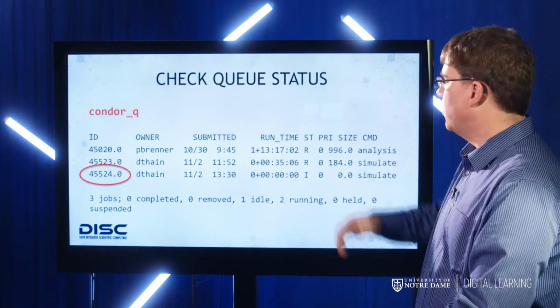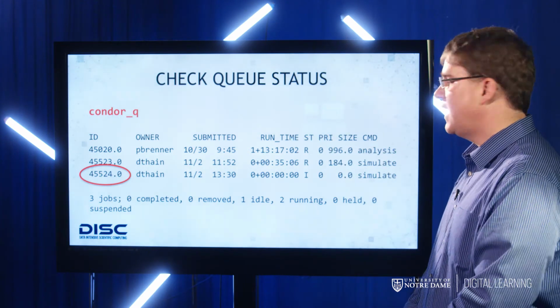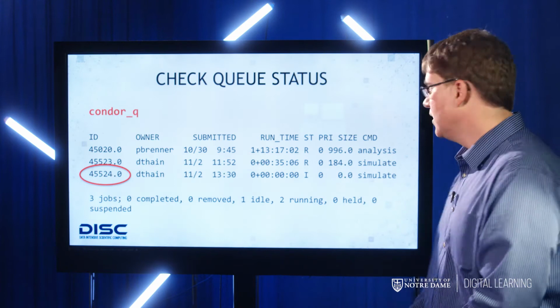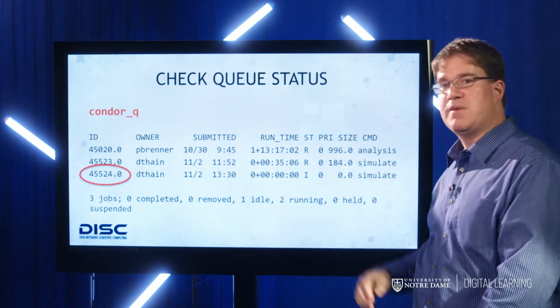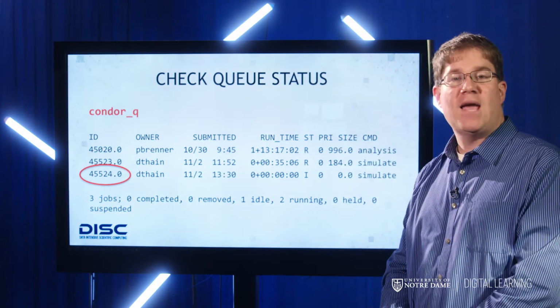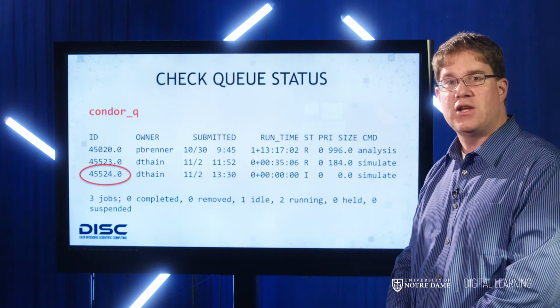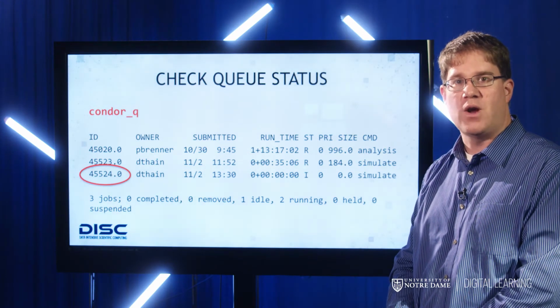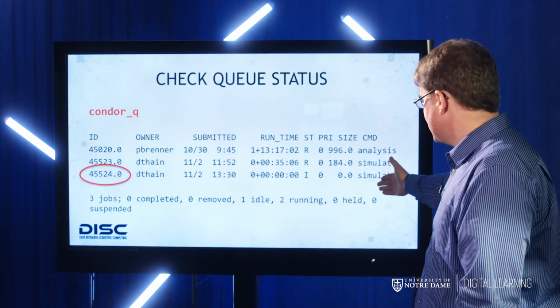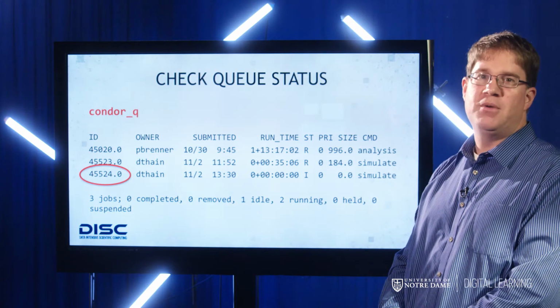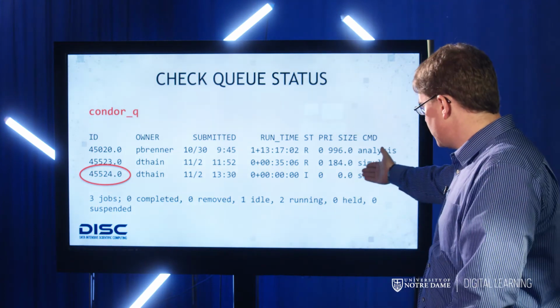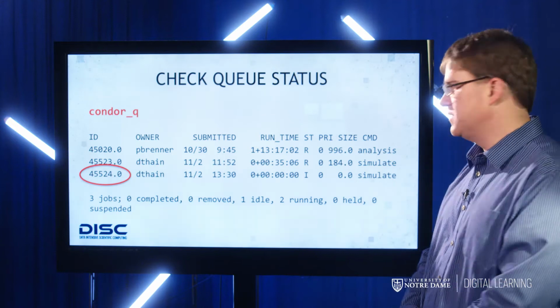This display shows the owner of those jobs, when they were submitted, and their current status. Some of the jobs are marked as R, which means they're currently running. I means idle, meaning that it's sitting in the queue and Condor hasn't found a place for it to run yet. And then the size here shows the memory consumption of that job as it's running. Because this job is idle, its memory consumption is 0.